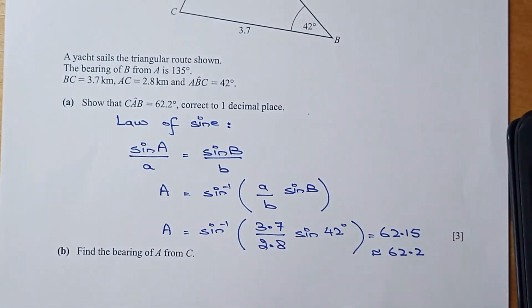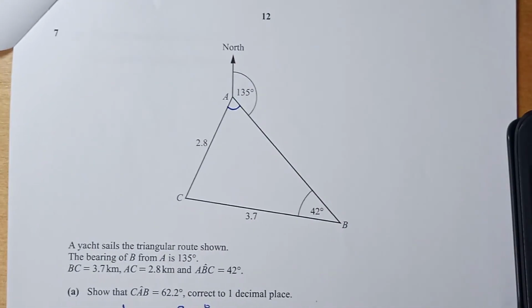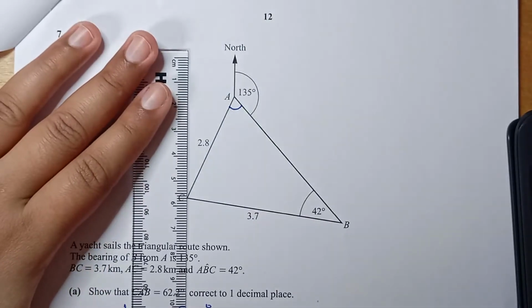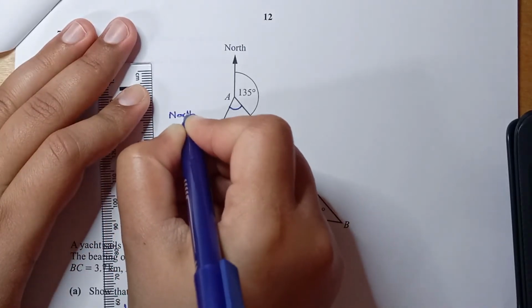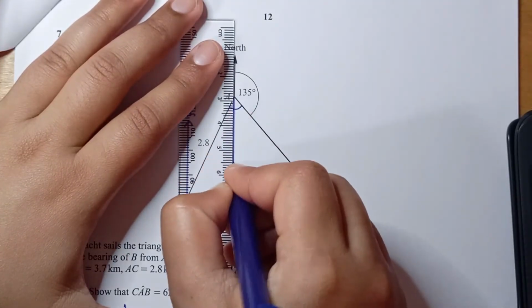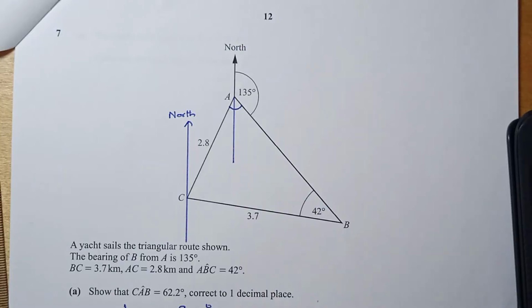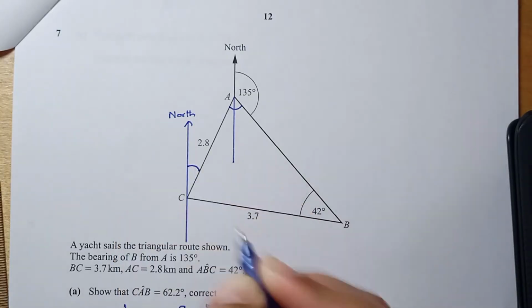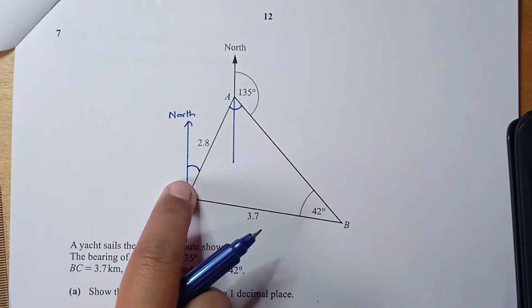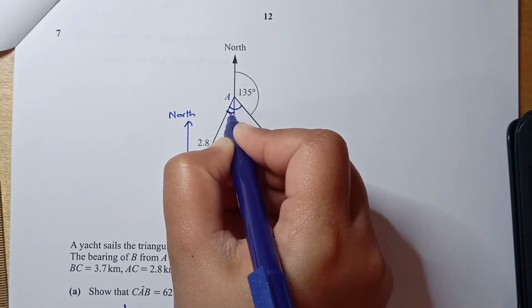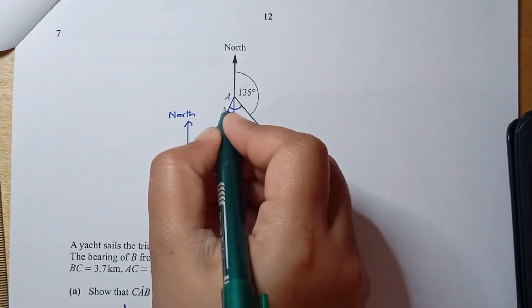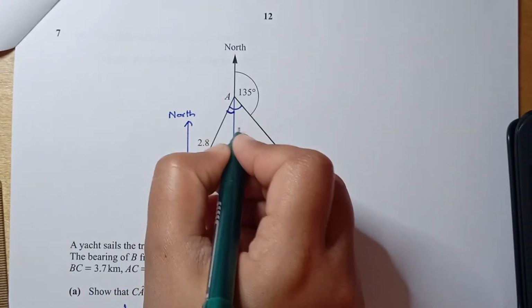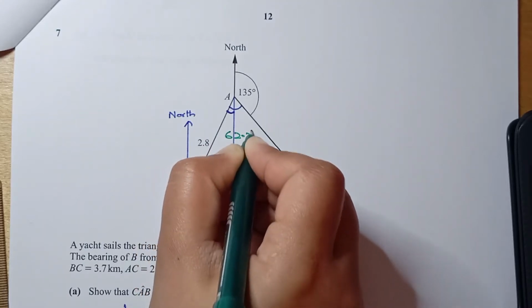Right. Now for the B part, find the bearing of A from C. The bearing of A from point C means we need to draw the north line at point C. This is a north line at point C, and let me extend that north line as well. From the north line to the line to point A, we need to find this angle. This angle is exactly the same as this angle because these two north lines are parallel and their alternate angles are equal, right? As we know, the complete angle A is 62.2 degrees that we got in this step.